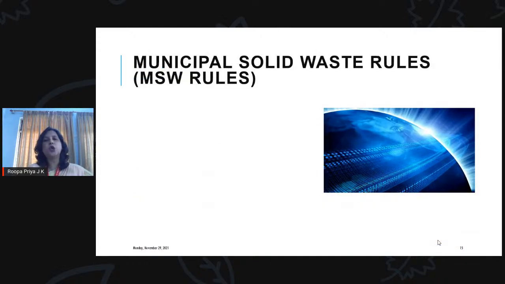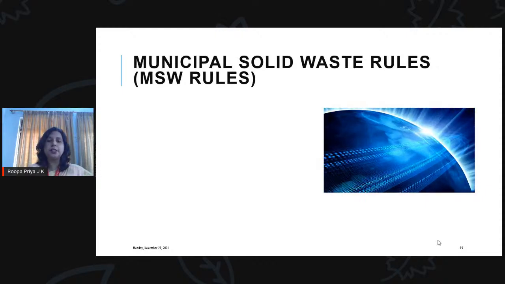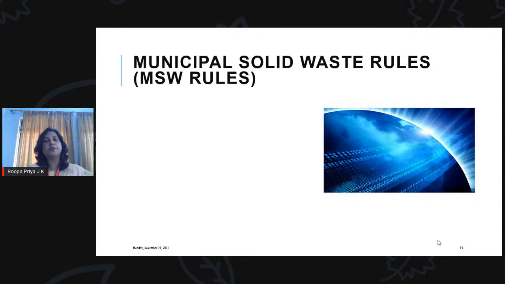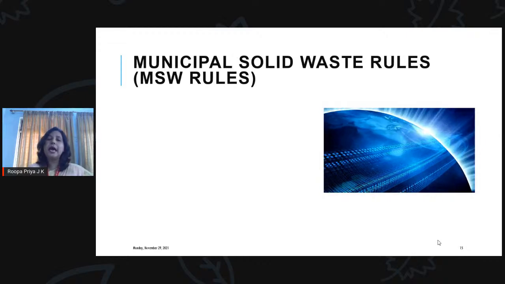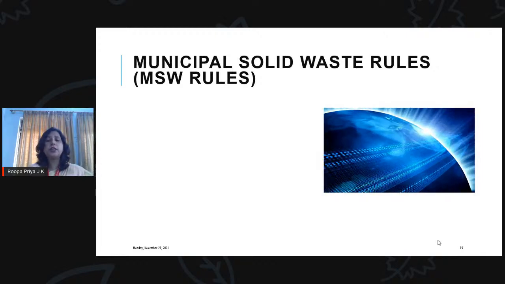Moving on to municipal solid waste management rules. In response to a public interest litigation, the Honorable Supreme Court of India constituted a committee to recommend suitable guidelines for solid waste management in Class 1 cities. This committee submitted the recommendation in the year 1998, and MOEF issued draft MSW rules, that is, Municipal Solid Waste Rules 2000, in 1999. Upon finalization, MOEF issued the final Municipal Solid Waste Management Rules in September 2000.